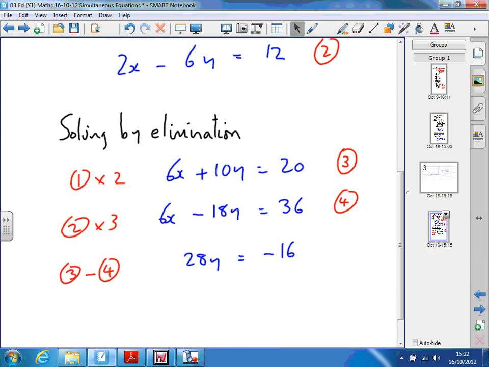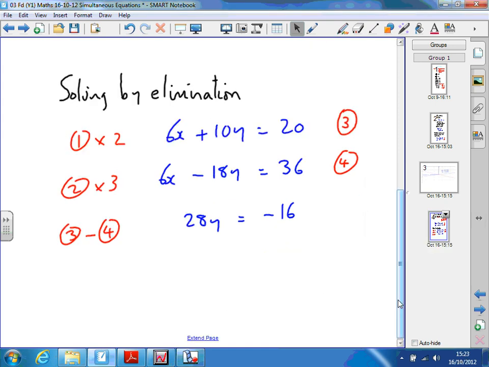Divide by 28, y equals minus 16 over 28, which is somebody? 0. Right, we can round it, okay? 0.5714.